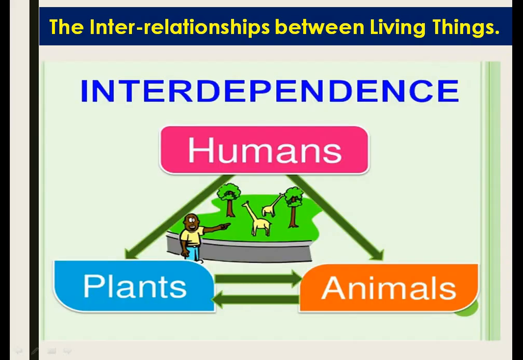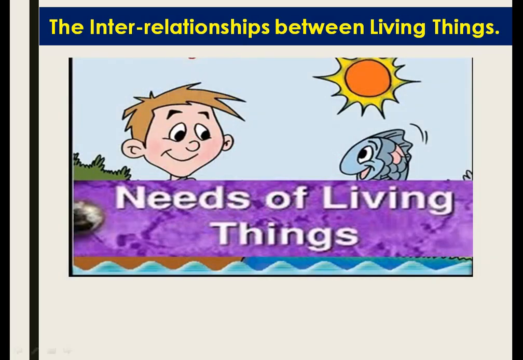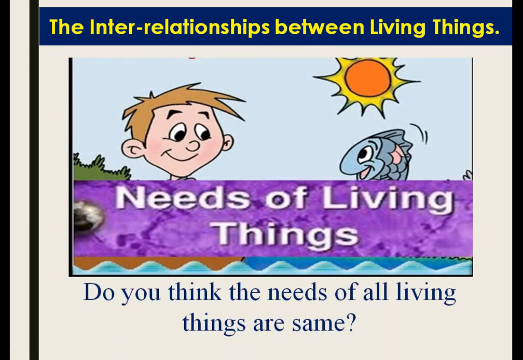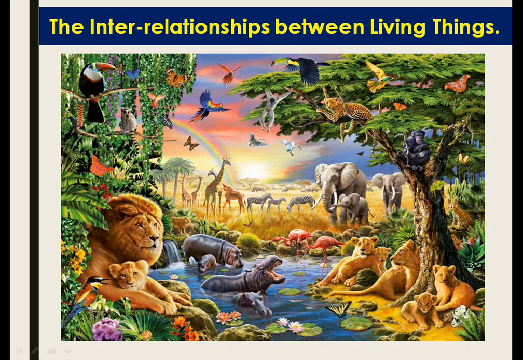In our environment, animals, plants, and humans are all interdependent on each other. Interdependent means two or more people or things are dependent on each other. Children, do you think the needs of all living things are the same? No, everyone's needs are different.